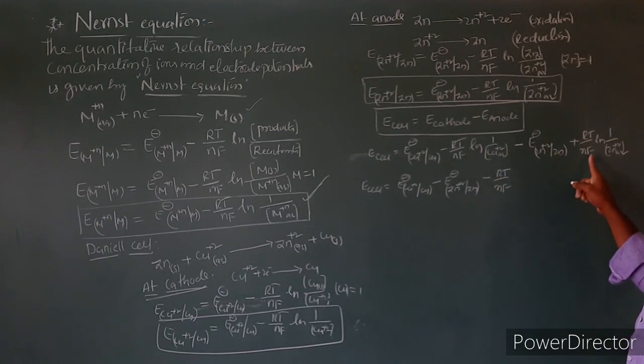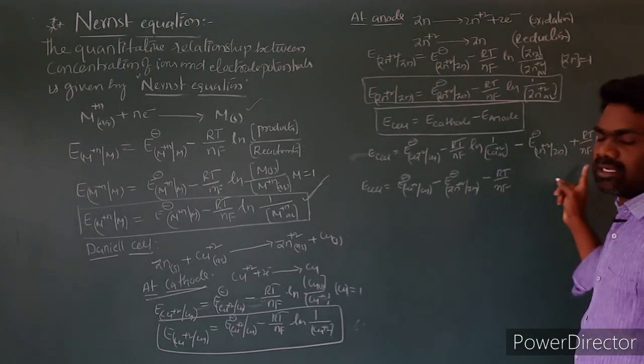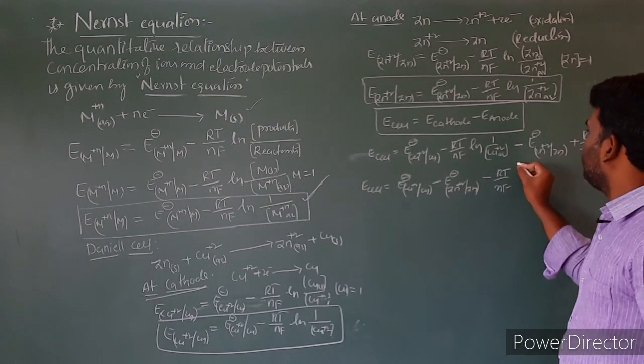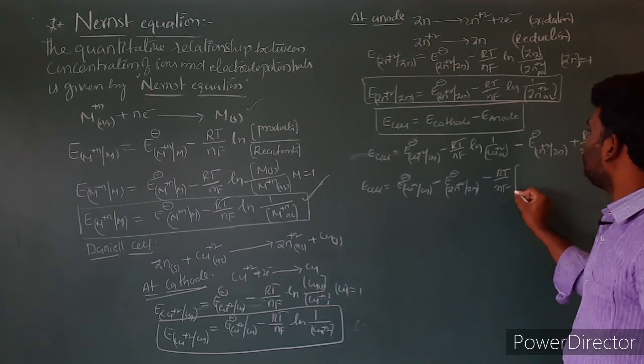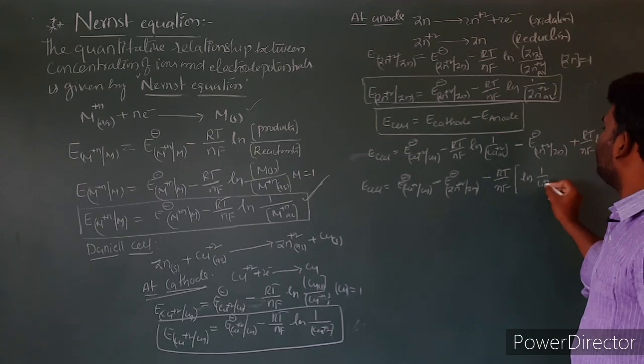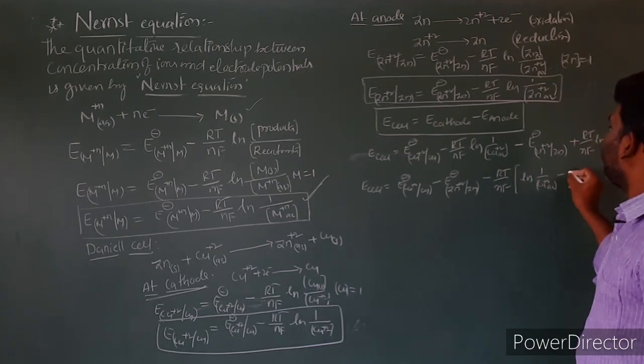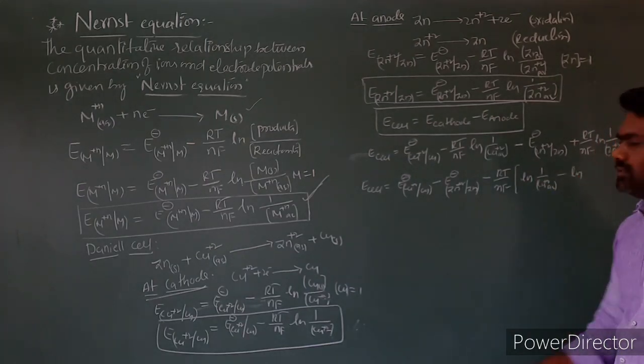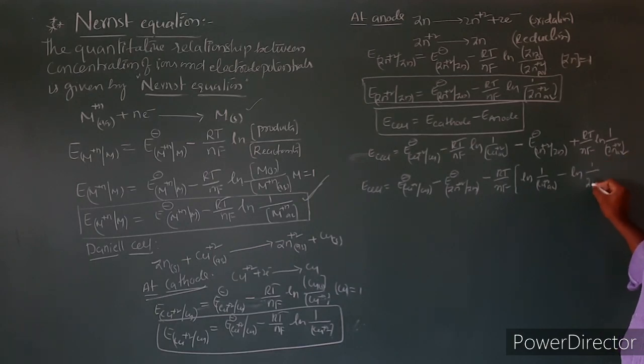RT by NF, RT by NF, this is RT by NF. I am taking common here. Then what we have is ln 1 by Cu2+ aqueous minus ln 1 by Zn2+ aqueous. So this is the equation we got.